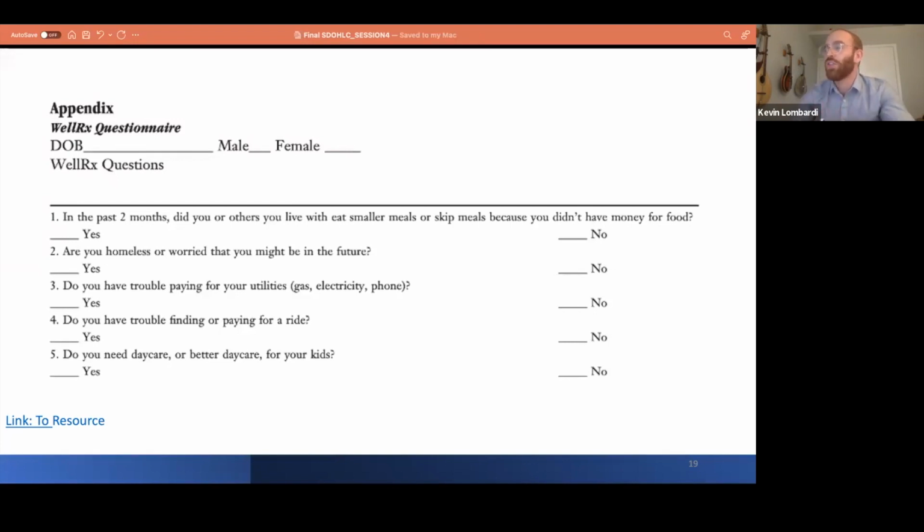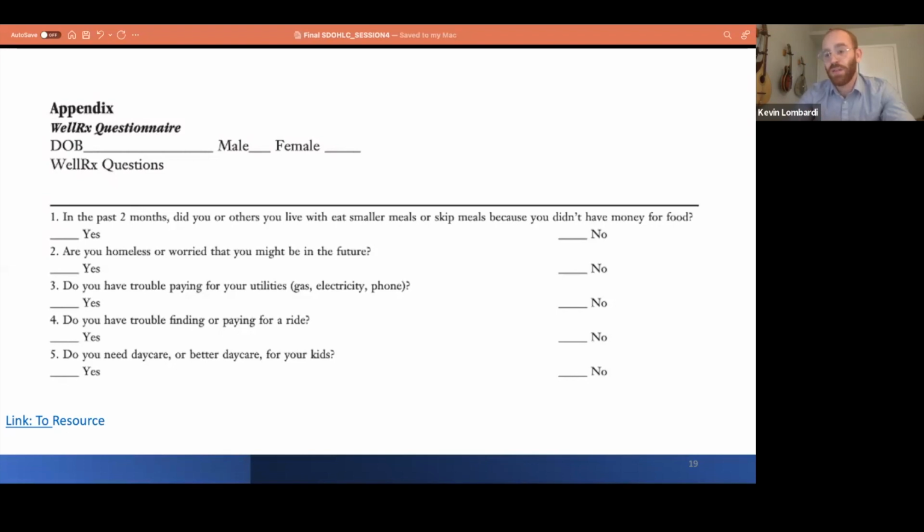So let's look at the things they chose to put in. In the past 2 months, did you or others you live with eat smaller meals or skip meals because you didn't have money for food? Are you homeless or worried that you might be in the future? Do you have trouble paying for your utilities? Do you have trouble finding or paying for a ride? Do you need daycare or better daycare for your kids? And these are all yes/no questions.